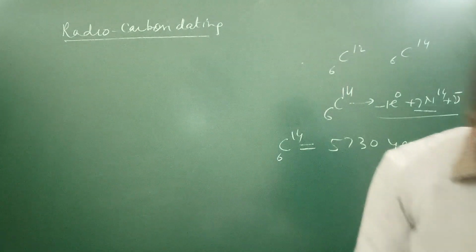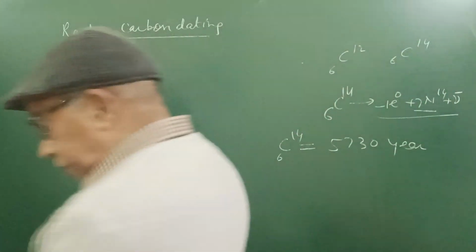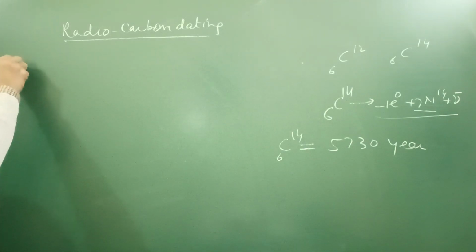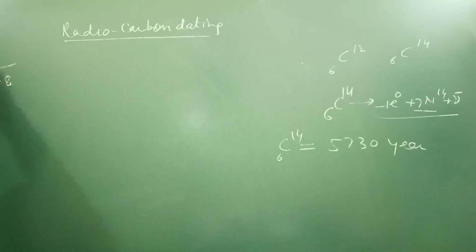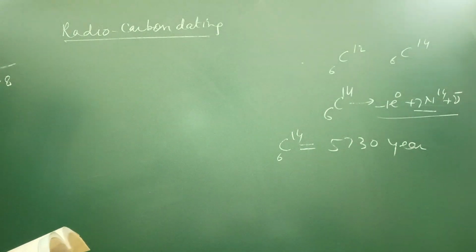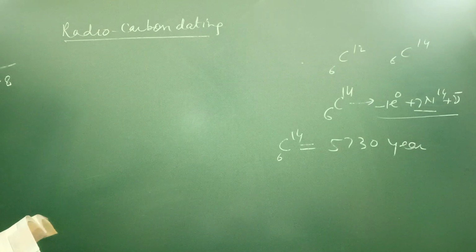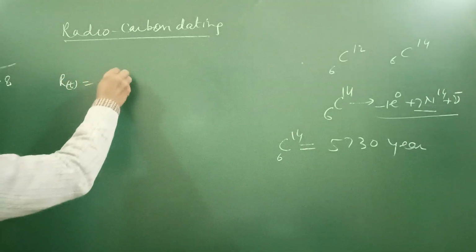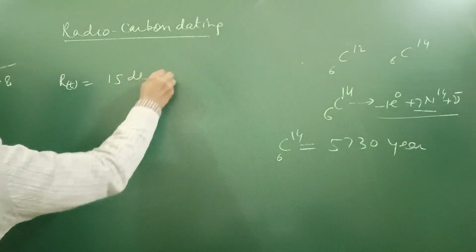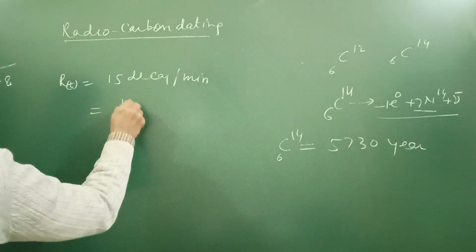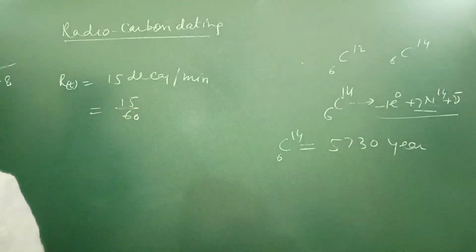So here is a question, example 13.8 on page 462. The normal activity of living carbon-containing matter is found to be 15 decays per minute, that is R0 equal to 15 decays per minute, so per second 15 upon 60.